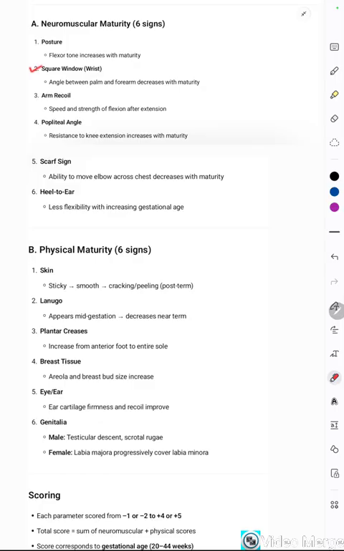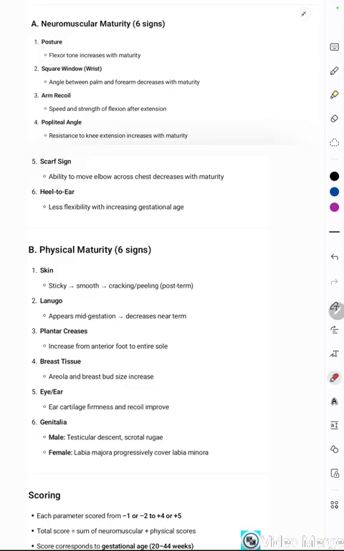Then square window. Square window is the angle between the palm and the forearm. As the age increases, the angle is going to decrease. Then next is arm recoil. In arm recoil, upon the stretching of the arm, the speed and the strength of flexion is measured. It talks about tone, and it is more in case of term infants.